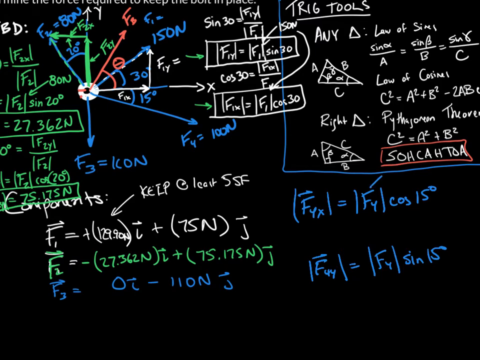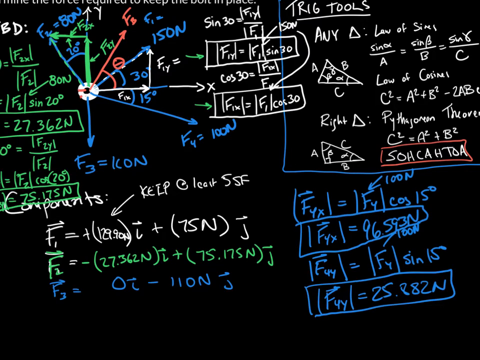So if I plug in 100 newtons right here, and I plug in 100 newtons right here, okay, I'll get F4, oh, that's a 4. Excuse me. F4x, the magnitude equals, and F4y, magnitude equals. All right, these numbers here, so 96.593 newtons in the x direction, and 25.882 newtons in the y direction. Those are the magnitudes, okay?